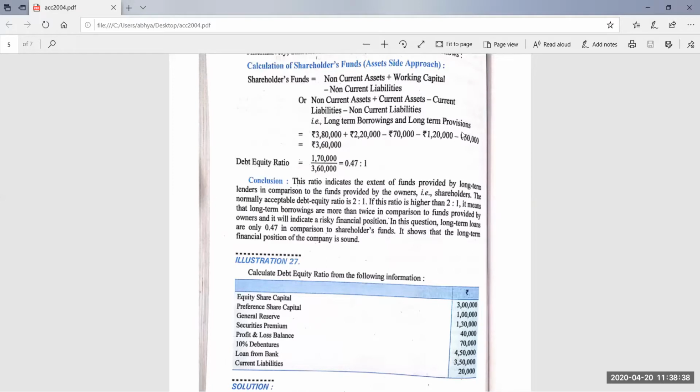Then loan from bank, time period is not mentioned along with this loan. And what I told you, all the loans until the time period is mentioned will be considered non-current liabilities. So this loan is also non-current liability, 3,50,000. Current liabilities are of no use here because we are finding out debt equity ratio. So there will be no use of current liabilities.